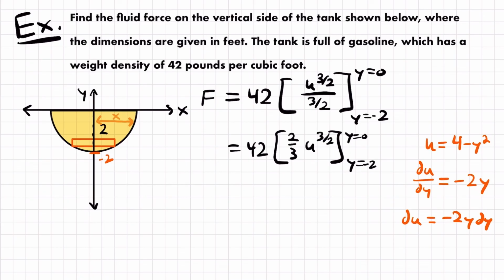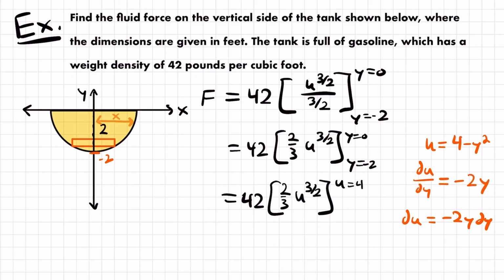All right, and so before we evaluate this expression at these bounds of integration, we have two different options. We could rewrite u in terms of y, or we could change our bounds of integration to be in terms of u. And I'm going to do that this time. I'm going to plug each of these bounds in for y in this equation to get some new bounds of integration in terms of u. And so if we do that, if we plug y equals 0 into this expression, we'll have 4 minus 0 squared. And so that will just be u equals 4. So our upper bound, if we rewrite this, we'll have 42 times 2/3 times u to the 3/2 power. And then our upper bound will now be u equals 4.